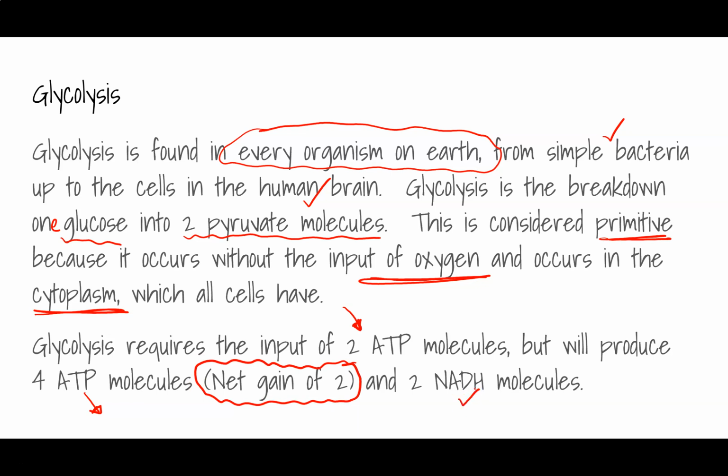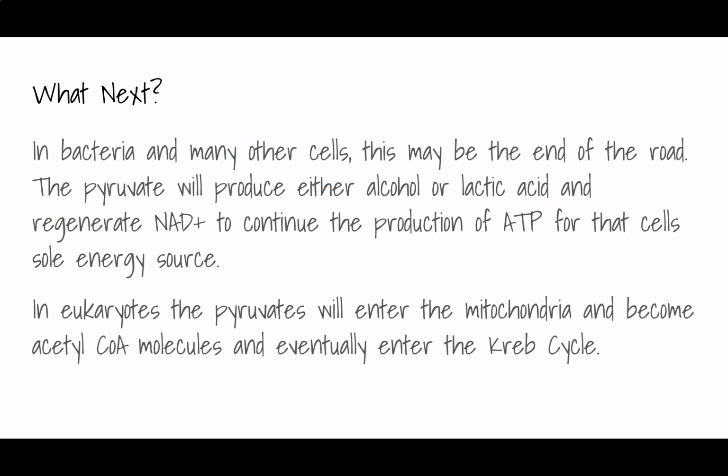Now again, for you, those NADH molecules are going to become important later, but let's see what we got. So what's next? In bacteria and many other cells, it's the end of the road. The pyruvate will go on to form alcohol or lactic acid, which we talked about. We're regenerating NAD plus, and we're producing ATP, and that cell is fine. But if you are a eukaryote, you have mitochondria, you are now going to start the next phase.